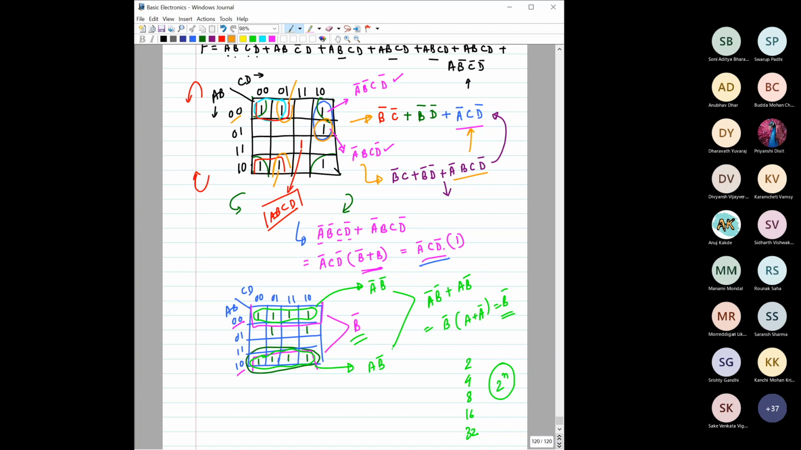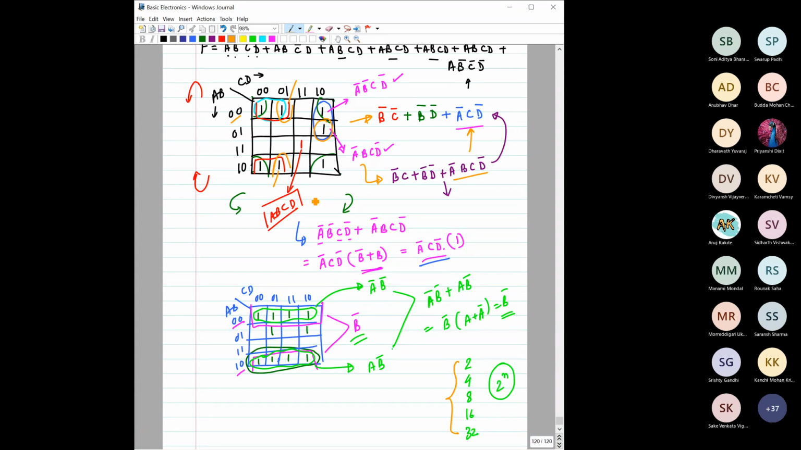So there are a couple of things. First thing is that you have to remember no one should be left. You should consider all the ones, right? And when you are making groups, you have to remember to try to make the groups as large as possible, with the consideration that the number of elements in a group should be within 2, 4, 8, 16, 32.